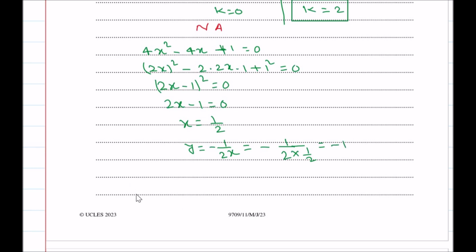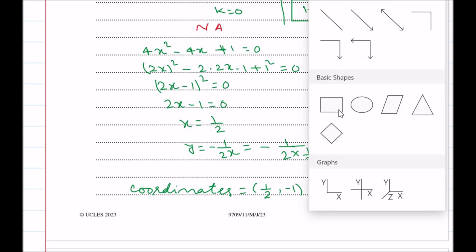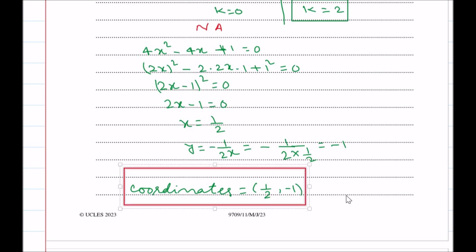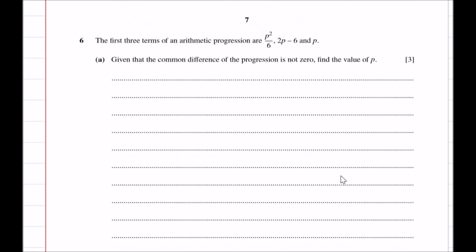So the coordinates, what we got? 1 by 2 and minus 1. That is our final answer. So we will highlight them. I'll put it in the box. So let me put. Okay, so this is done. Let's go to the next question now. Question number 6.